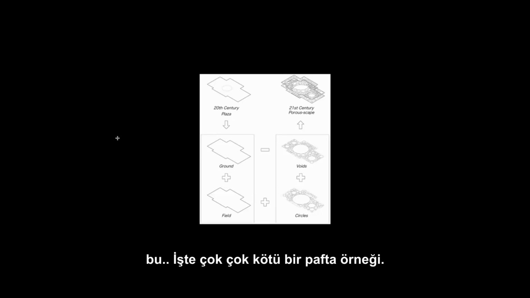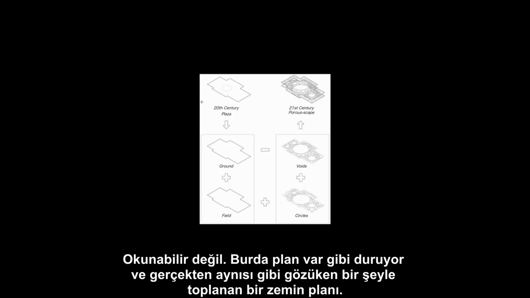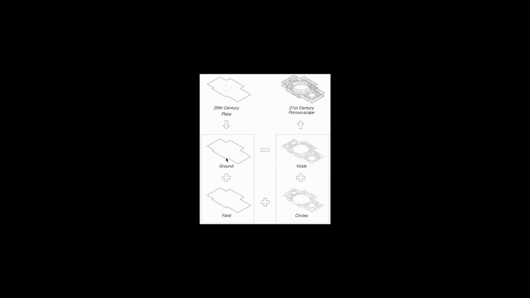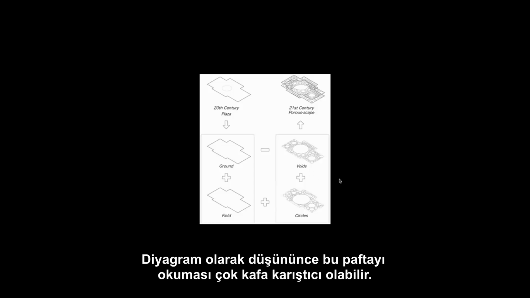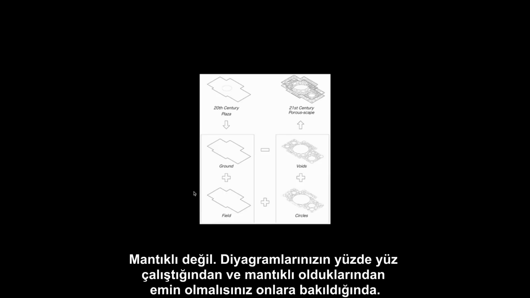Here's an example of a very, very bad panel. It's illegible. There seems to be a plan here, and then the ground plan, which is the same as the plan above, plus something that looks exactly the same, plus or minus the voids and circles, gives you something else. Now this panel can be very, very confusing to read as a diagram, and it just doesn't make sense. So you need to be 100% sure that your diagrams actually work and they make sense when looking at them.